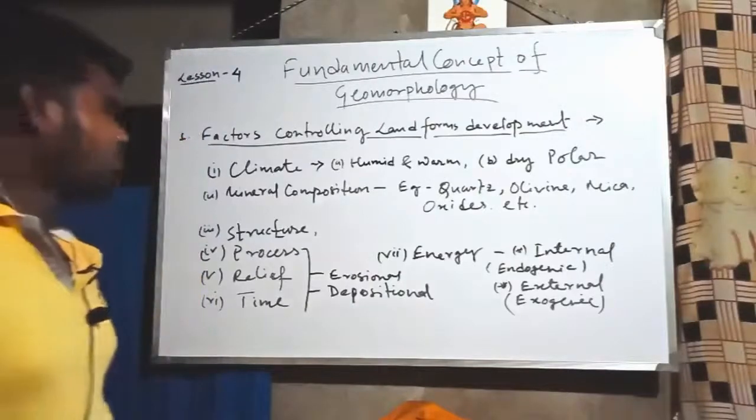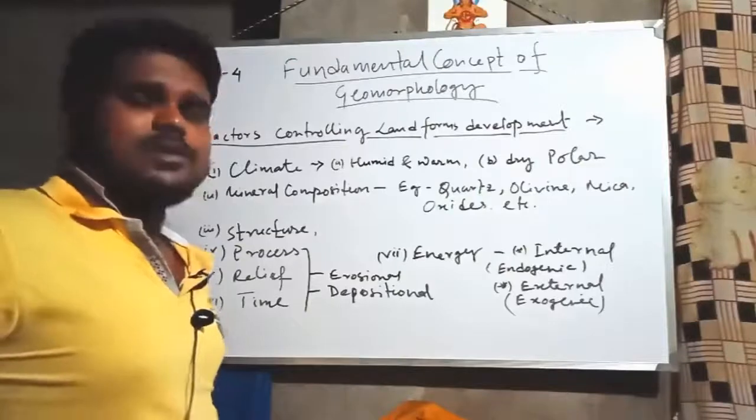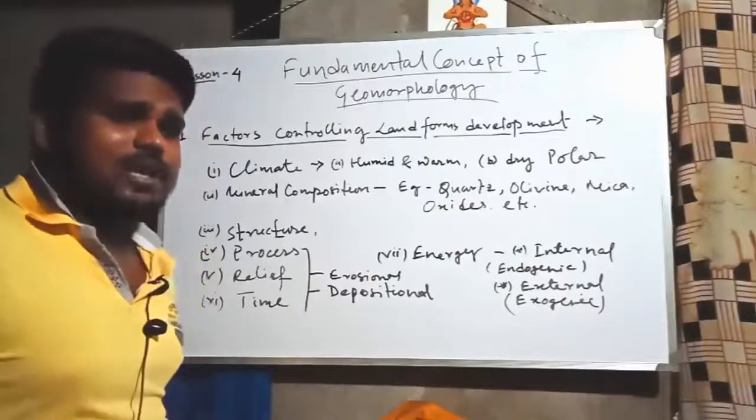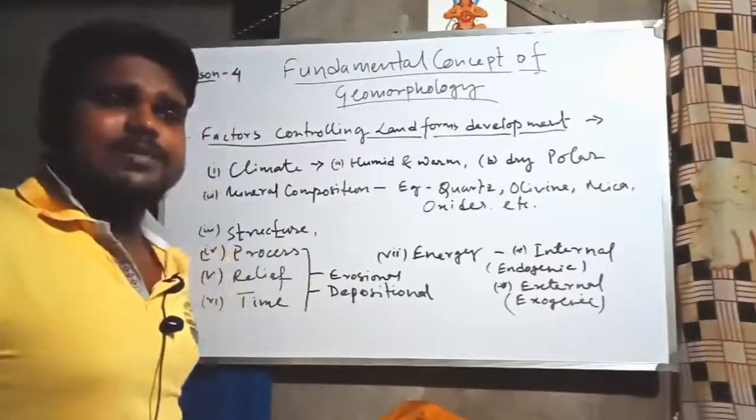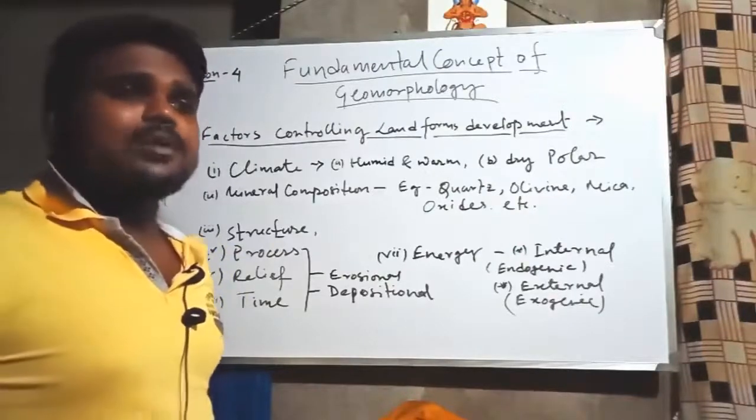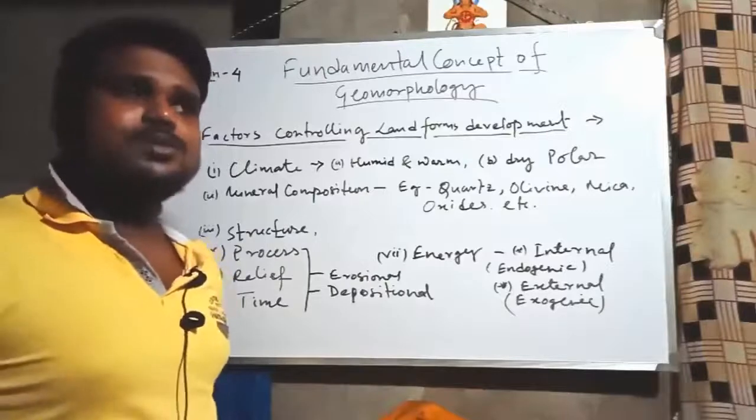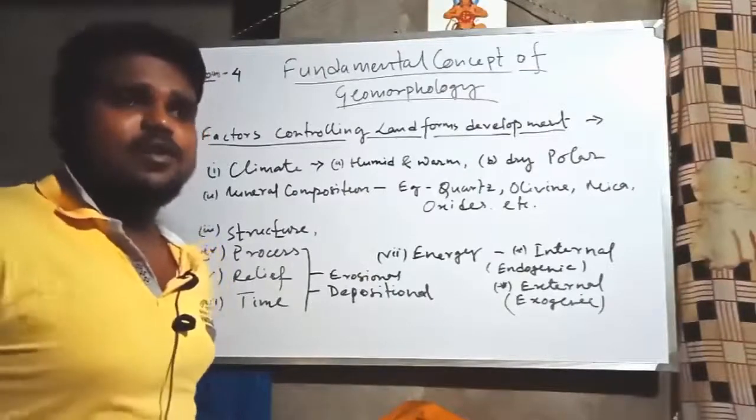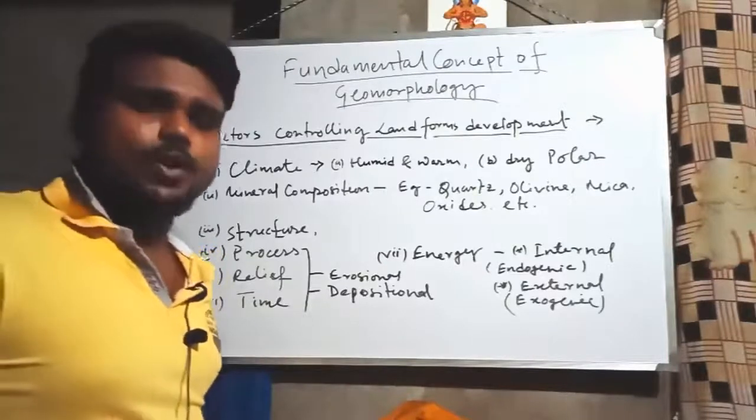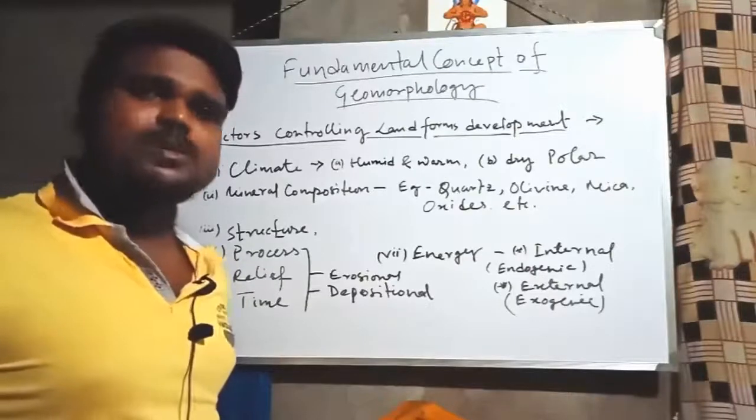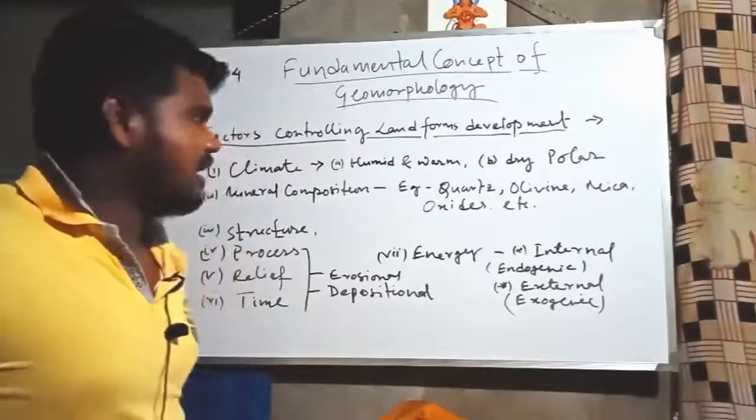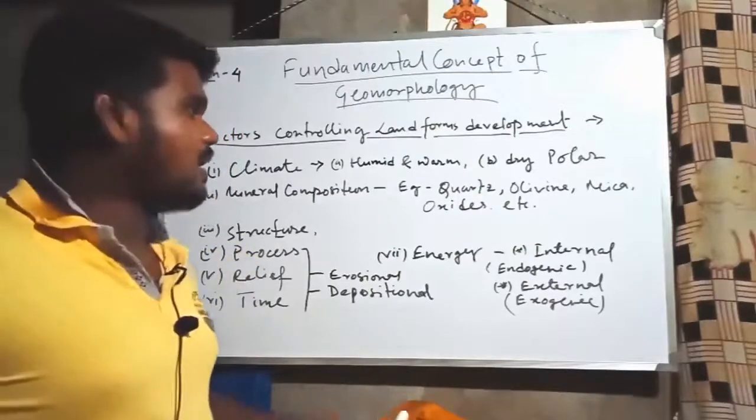Now let us move to the next point, that is mineral composition. We know that each and every kind of rock or soil is composed of some minerals, known as rock-forming minerals or soil-forming minerals. Including those minerals, the landforms are created. Every landform should belong to some category of minerals. There must be some specific minerals with some specific type of rocks or soil materials. Every landform is composed of different types of minerals, with examples like quartz, olivine, mica, oxides, etc.